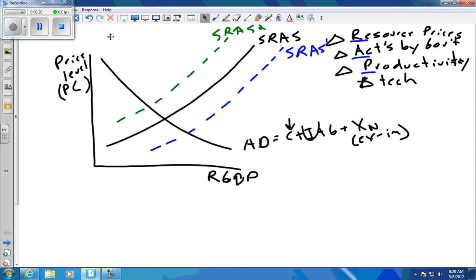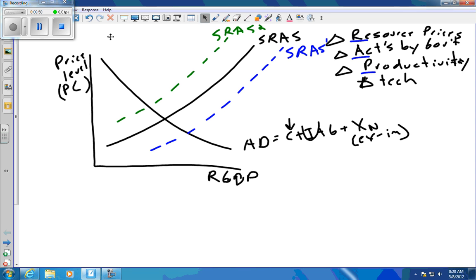So if any of those things change, you can have a shift of the curve, as I said. If resource prices go down, so if copper becomes less, if wages become less, oil becomes less, it goes to the right. If any of those things become more expensive, you have to pay your workers more, pay more for steel, pay more for oil, it shifts it to the left. Actions by government: deregulation goes right, more regulation goes left. Business tax cuts go right, business tax increases go left, and then productivity tends to be more of a rightward shift because you tend to increase productivity over time.